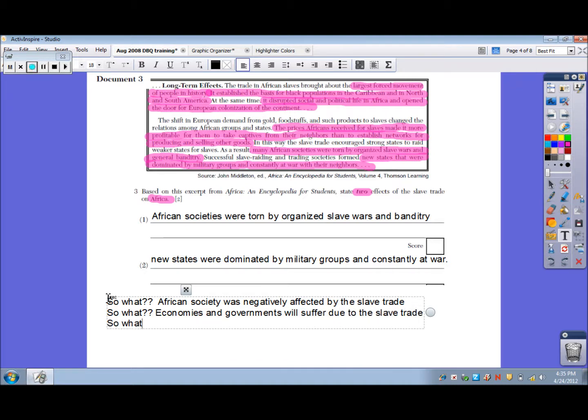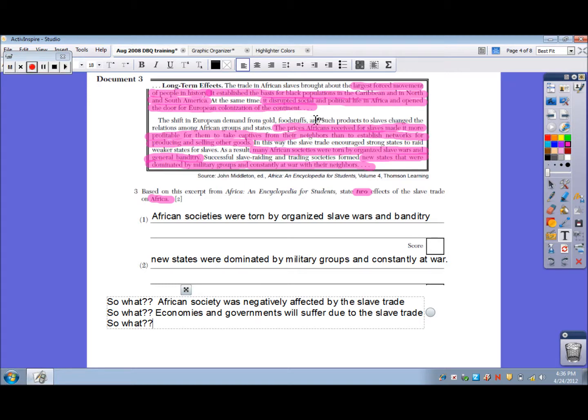Another so what. If you go and you look at the first paragraph right here, it disrupted social and political life in Africa and opened the door for European colonization of the continent. That's imperialism. That's talking about the reasons for imperialism. We could come to that in a little bit as well.